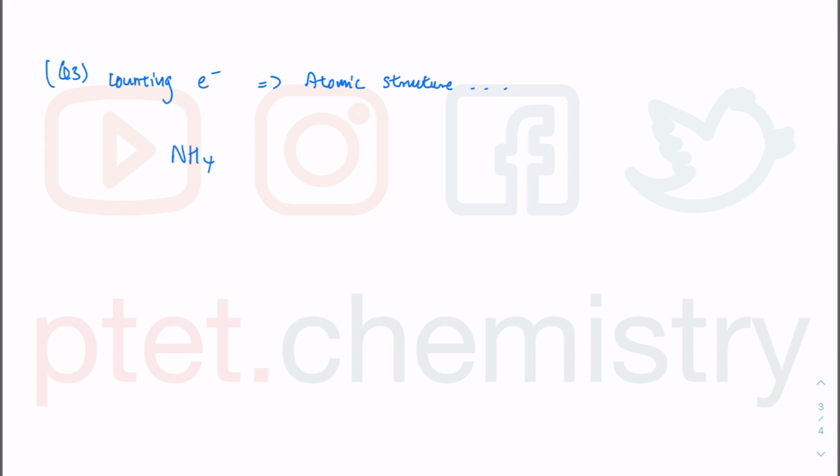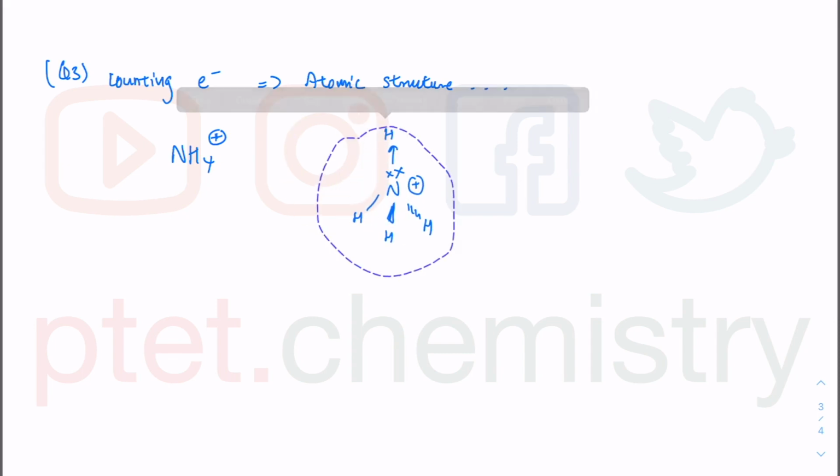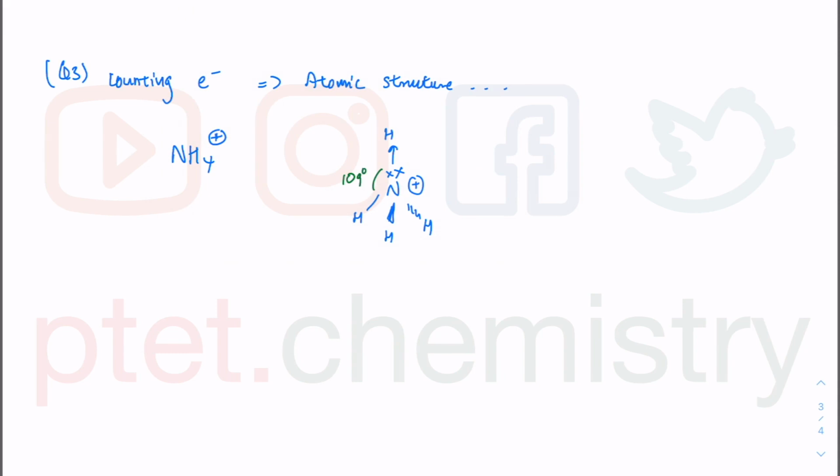Ammonium ion is NH4+, okay? So it's got nitrogen forming a dative covalent bond. You got a lone pair on the ammonia molecule, and you can form a dative covalent bond, and that is your ammonium ion. And now it's 109 degrees because previously it had 1 lone pair, but now it has 4 bond pairs and 0 lone pair. The 4 bond pairs repel equally.